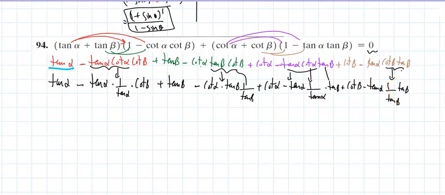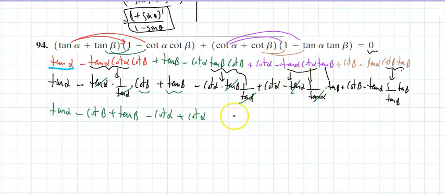And notice what happens. Those cancel out. I'm left with tan of alpha minus cotan of beta plus tan of beta. Those cancel out. Minus cotan of alpha plus cotan of alpha. Those cancel out. Minus tan of beta plus cotan of beta, that's this, minus tan of alpha.